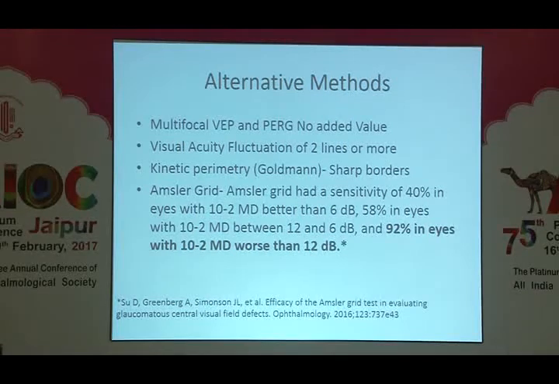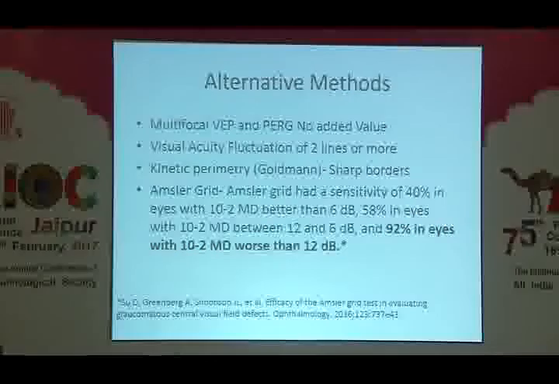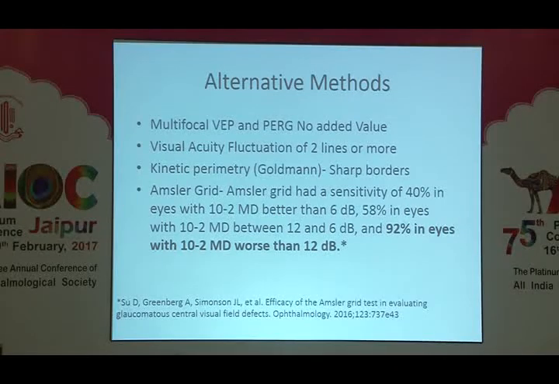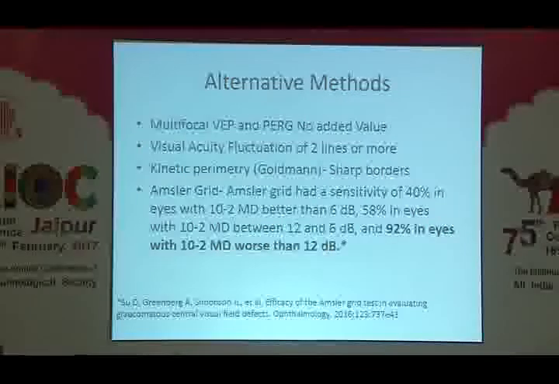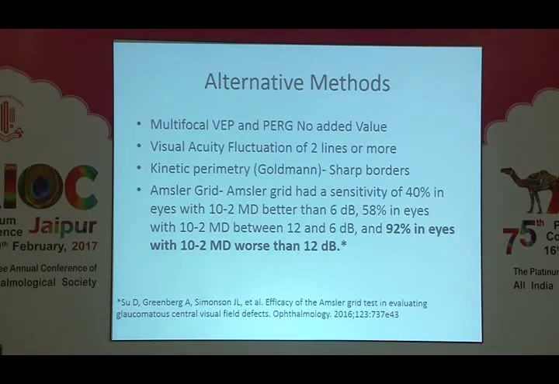Visual acuity is a very important thing we all can do in our clinics. If a patient is complaining of fluctuating vision, that I can read at one time, I can't read another time, so if there is fluctuation of two lines or more in a day in a patient, it is significant as an indicator of progression. Kinetic perimetry, I already told, shows shrinking of isopters with a grade 5, size 5 stimulus.